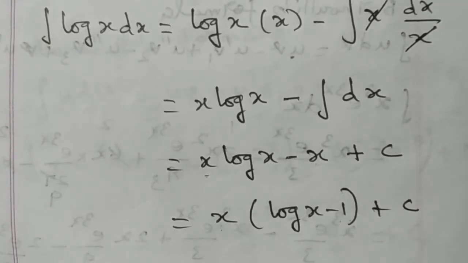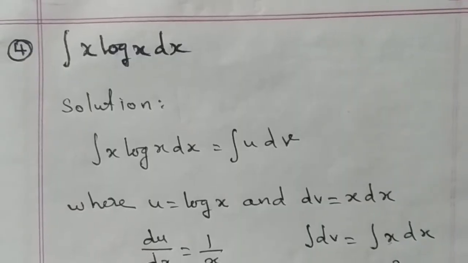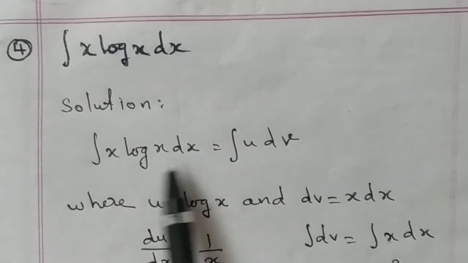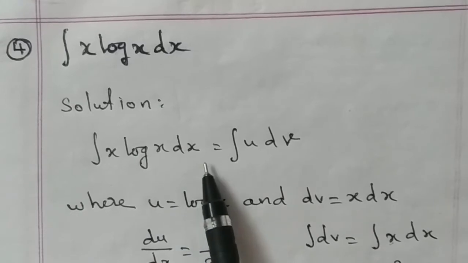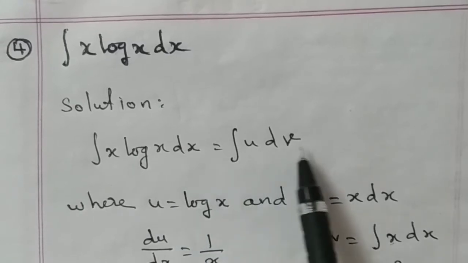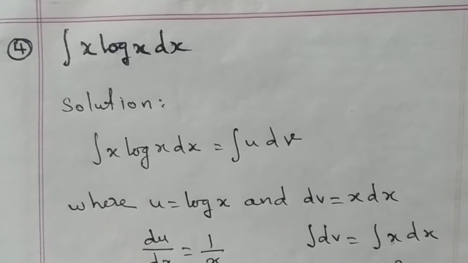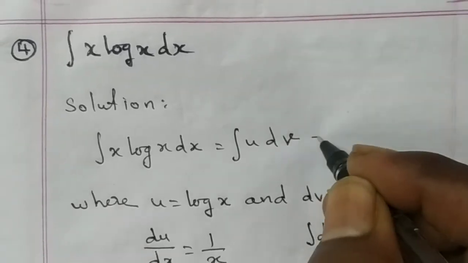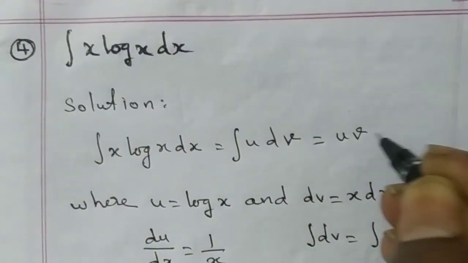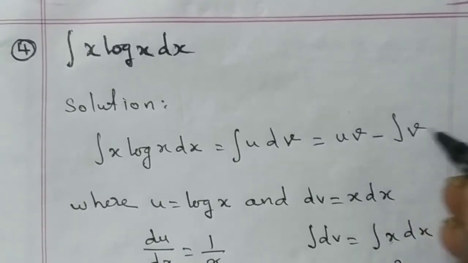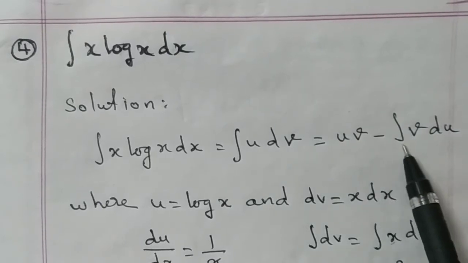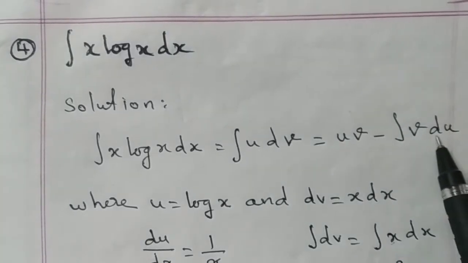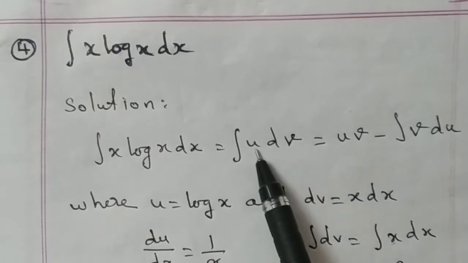Next problem, question number 4. Integral x into log x into dx. Solution: we are using the formula for the integral of u dv. Integral of u dv equals uv minus integral v du. So how do we choose the u value?